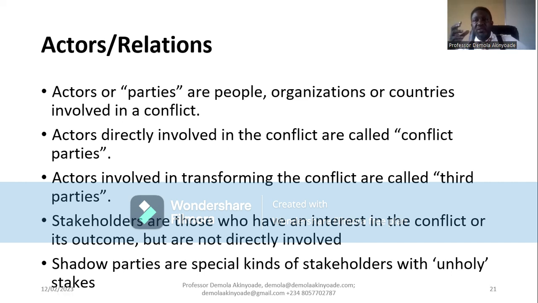in a family dispute, a side chick or a side cock constitute shadow parties because they cannot come out to say, oh, I have a particular stake in this thing. If we settle this conflict, the money that the man is giving to me, or the time the woman is giving to me, the attention, I will not enjoy it again. They cannot come out. So we call them shadow parties. But they have influence on the conflict through the conflict parties, because they have some kind of relationship with the conflict parties.